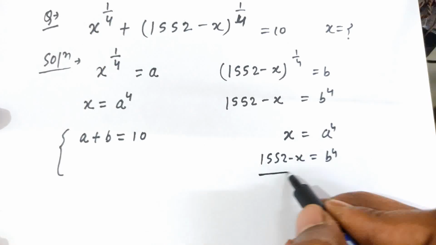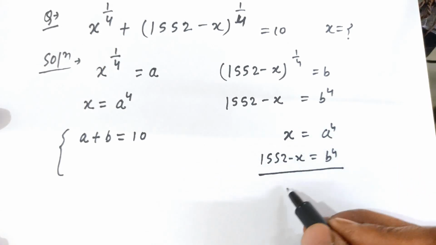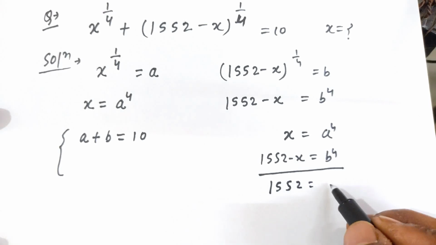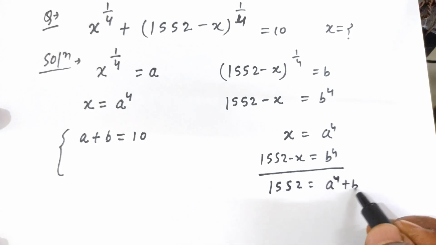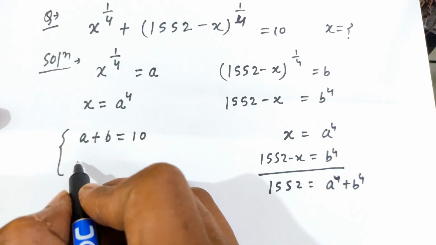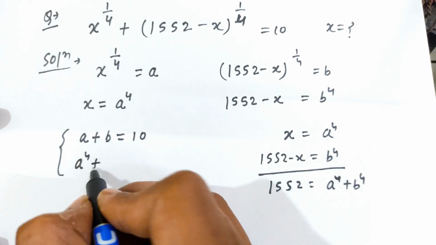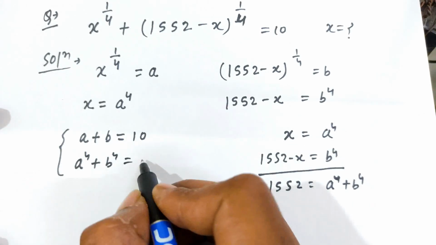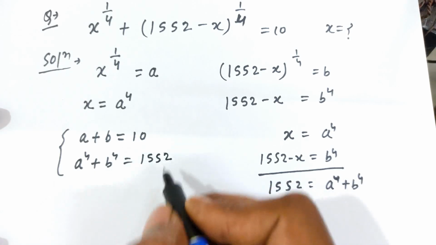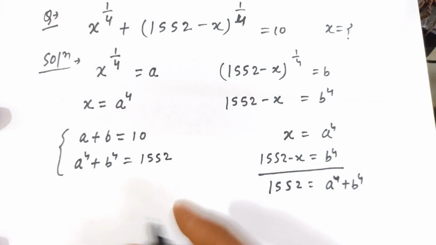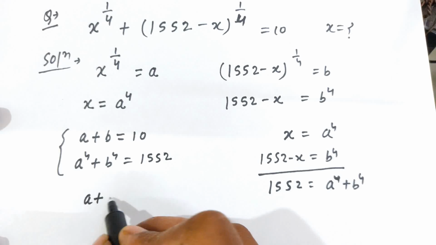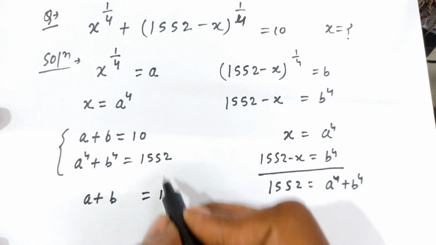If we add both the expressions, then plus x and minus x cancel out, then in the left hand side 1552 is equals to a power 4 plus b power 4. Then students, here a power 4 plus b power 4 is equals to 1552. Now a plus b is equals to 10.